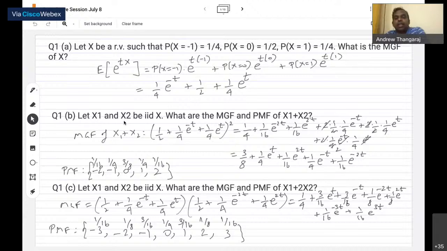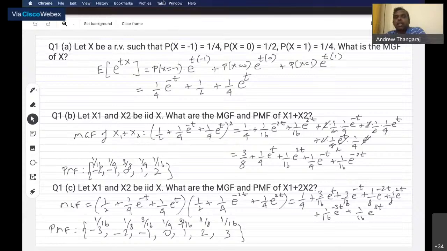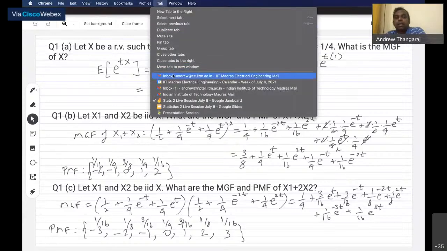And then X1 and X2 are IID X, and then what's the MGF and PMF of X1 plus X2? Here you can multiply the MGFs. Since X1 is independent of X2 and both are identical, you just square the MGF. And from the MGF, you can read off the probability mass function as well. Now, when you do X1 plus 2X2, you have to be careful. You have to multiply the MGF of X1 with the MGF of 2X2, which is not the square, so it's a different expression. And once you simplify, you will get the PMF as well. I hope that's clear enough.